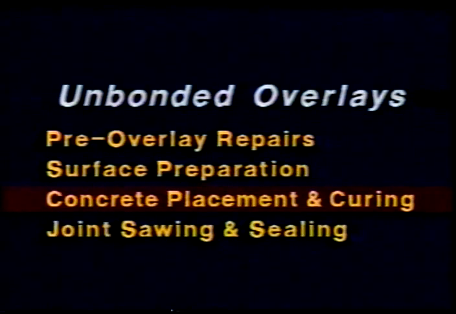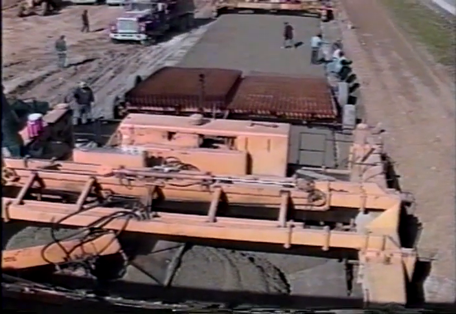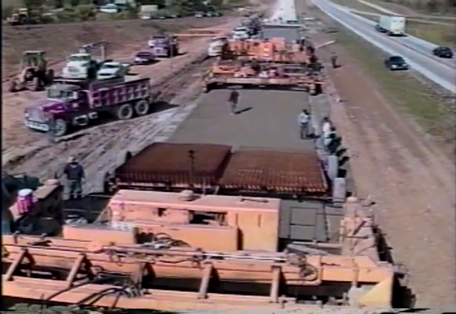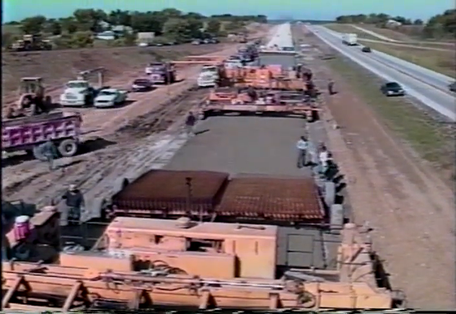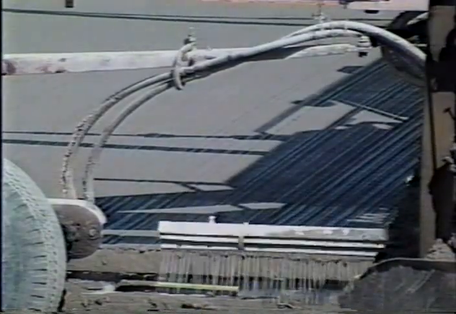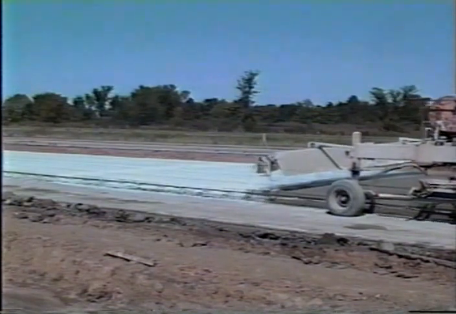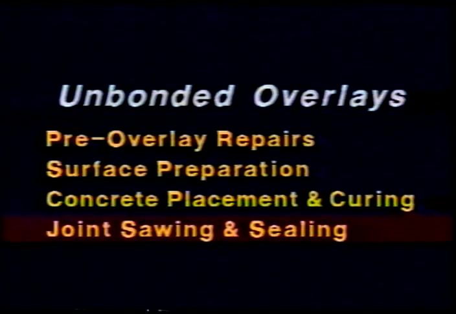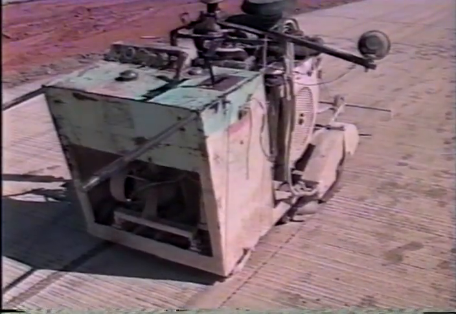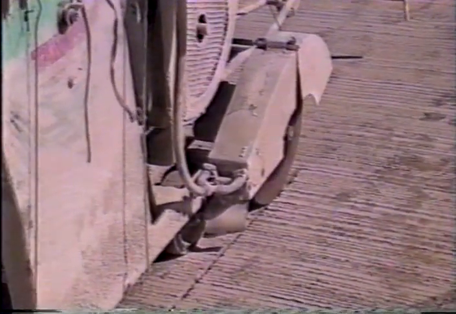Now, concrete placement and curing. No special techniques are involved in the construction of unbonded concrete overlays. Conventional concrete paving procedures should be used, and reinforcement or dowels should be provided for as required. Immediately after the surface has been textured, curing compound should be applied at the normal rate. Then, joint sawing and sealing. As in new construction, the joints on the overlay should be sawed as soon as the concrete has cured enough not to ravel during sawing.